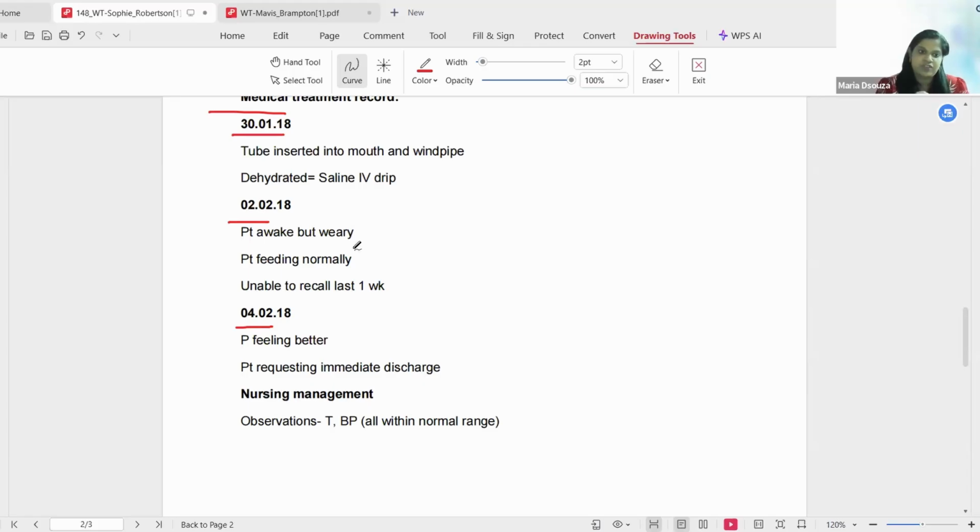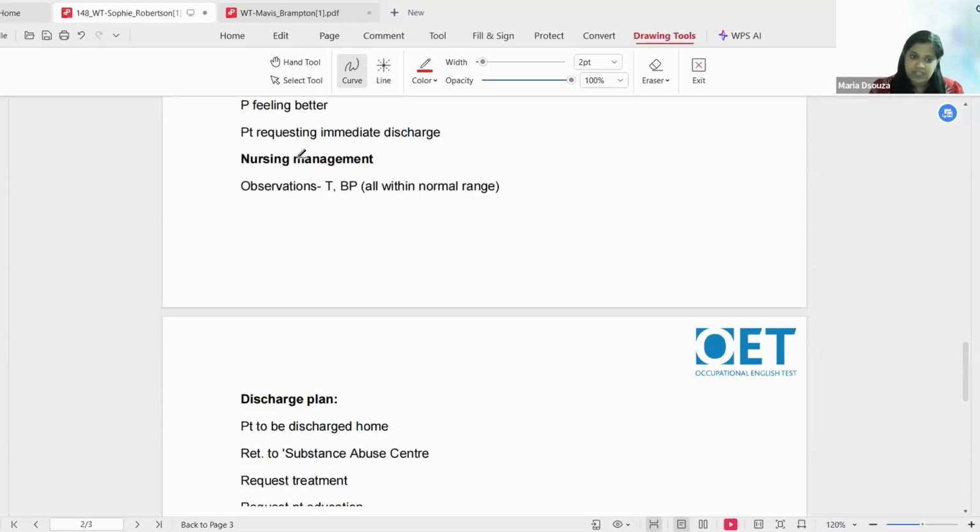A tube was inserted into the mouth and windpipe, and as she was dehydrated, a saline IV drip was also initiated. On the second, she was awake but weary. Feeding was normal, and she was unable to recall what happened last week. So everything should be concise. Then you can say after 2 days, she was feeling better and requested immediate discharge, and she was discharged. Then you can talk about the nursing management. All these are important. You can't miss out anything. In the same paragraph, you can write her observations.